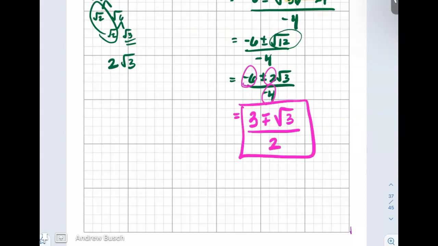So here is a reduced form of our solutions using the quadratic formula.